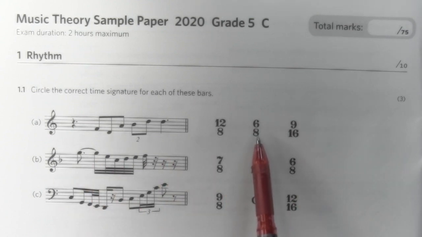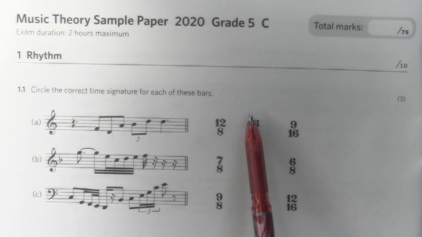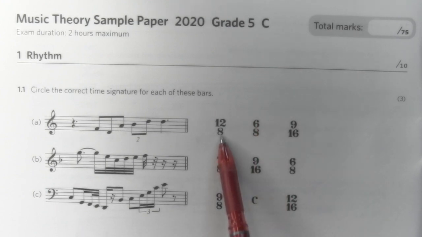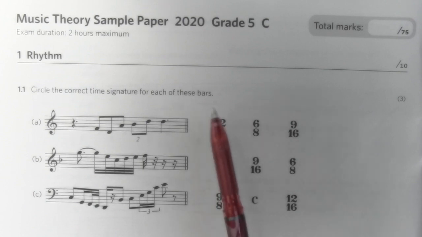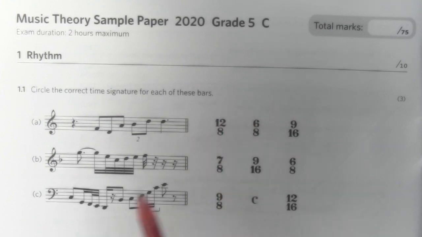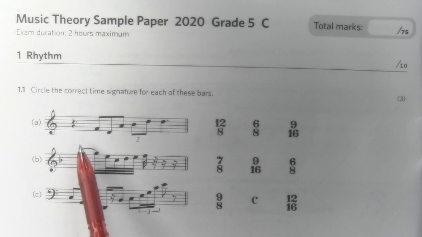6/8 means 6 quavers in a bar grouped in 3. So 2 groups of 3. 1, 2, 3, 1, 2, 3. 12/8 means 12 quavers grouped in 3. Therefore, 4 groups. 1, 2, 3, 1, 2, 3, 1, 2, 3, 1, 2, 3. If we have these 4 groups of 3 quavers here, we're done.